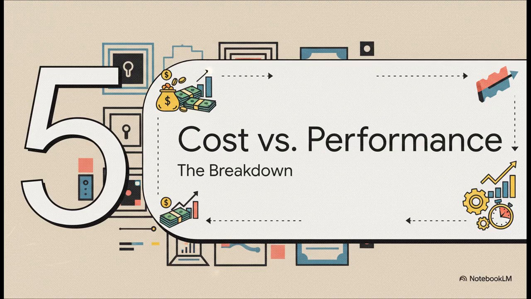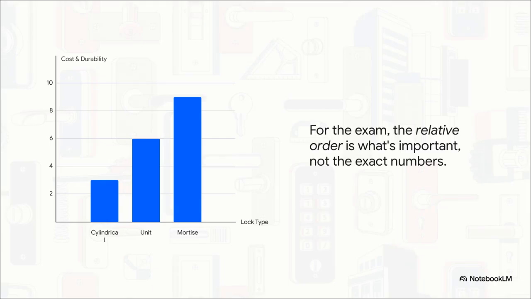So we know what they are, but how do we actually choose? In architecture, it almost always boils down to the same 2 questions, right? How much does it cost, and what level of performance do we need? Let's break that down visually. This chart says it all.